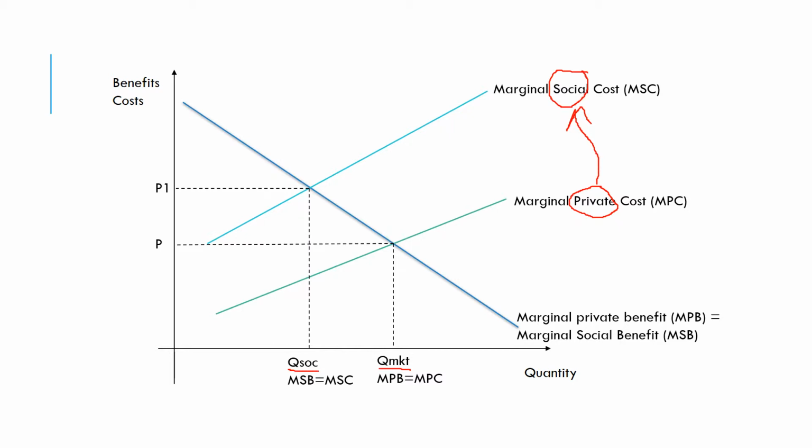So if we were to do that, what we would be doing is saying, can we use a tax to increase the costs to the individual so that the costs to the individual then match up with the costs to society?